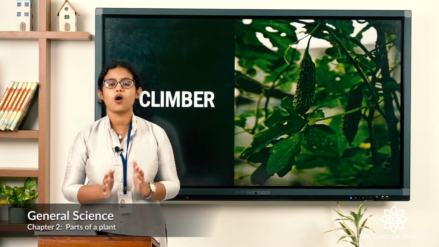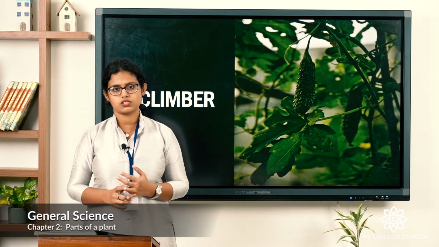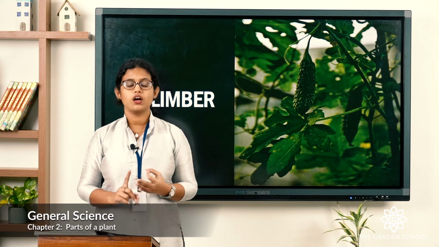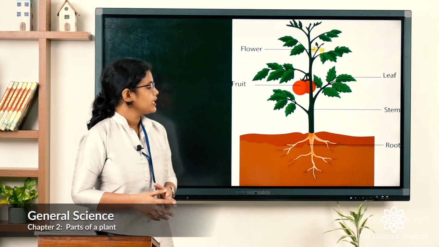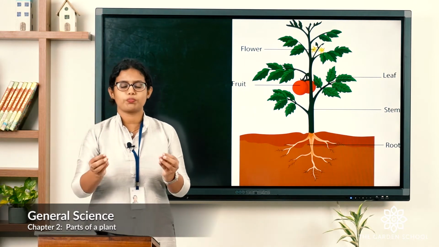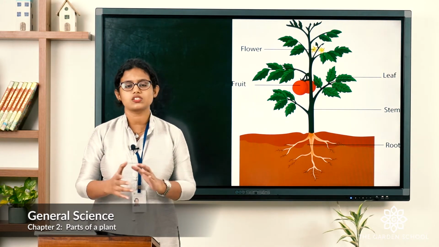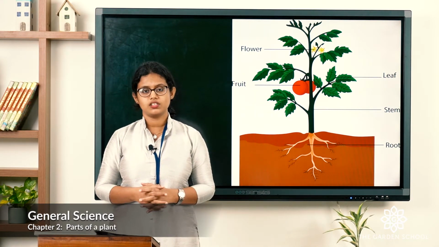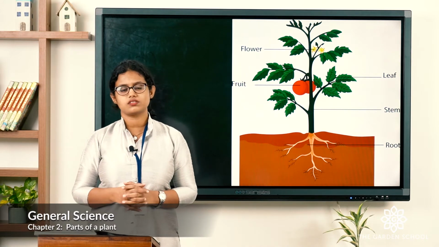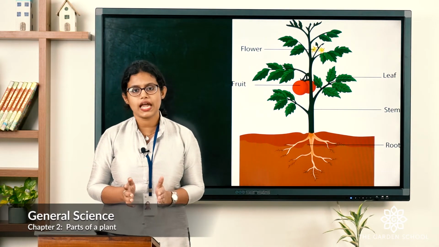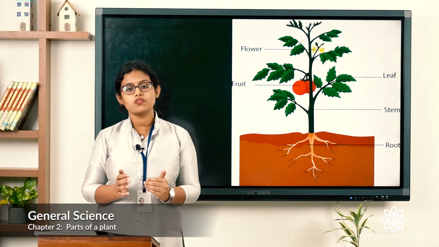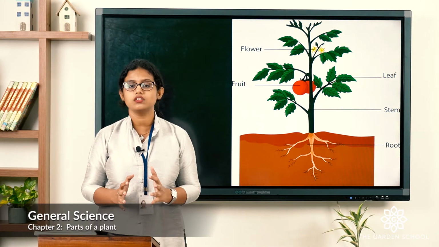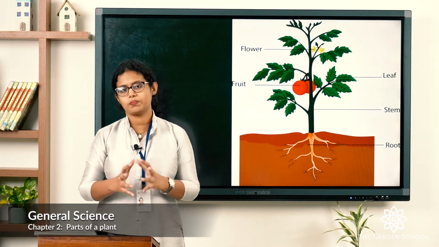So we learned about the different kinds of plants, which are trees, herb, shrub, climbers and creepers. Now let's move on to the next topic, which is called the parts of a plant. Do you know how many parts there are in a plant? There are 6 parts in a plant. That is the root, stem, leaf, flower, fruit and seed are the different parts of a plant.